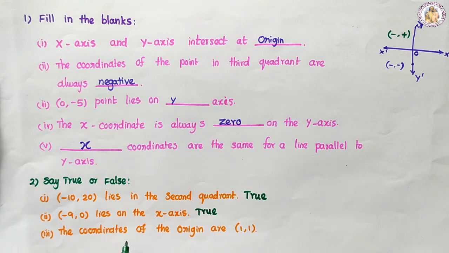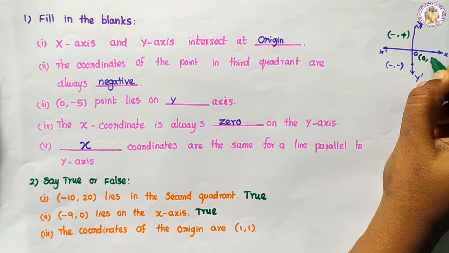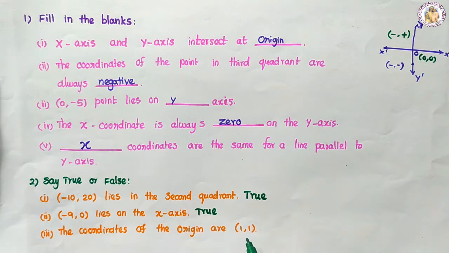Next one, the coordinates of the origin are (1, 1). The coordinates of the origin are (0, 0), but they have given (1, 1), so that is a false statement.